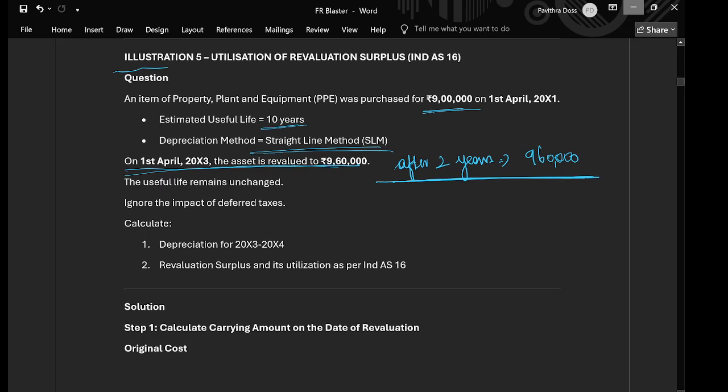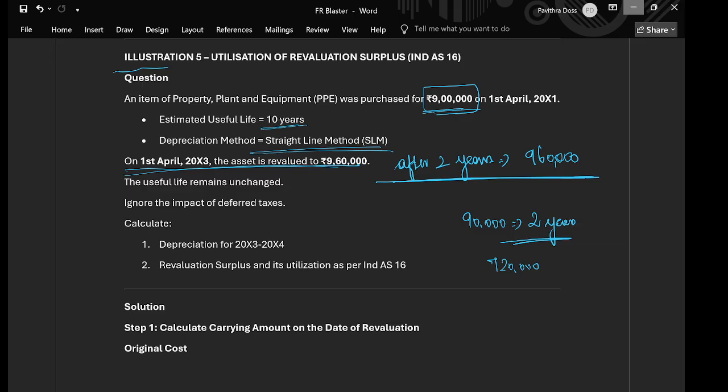Now the original cost is 9 lakh and the estimated useful life is 10 years. Do we have a residual value here? No. So 9 lakh divided by 10, so 90,000 is the depreciation that we have. This depreciation is going to be there for 2 years, right? So 9 lakh minus 90,000 minus 90,000, so the value at the end of the second year is going to be 7 lakh 20,000.